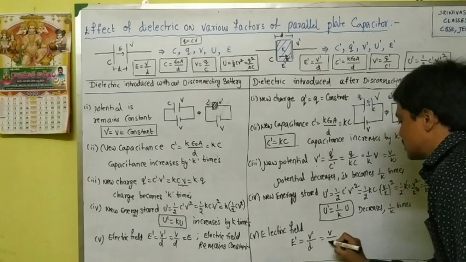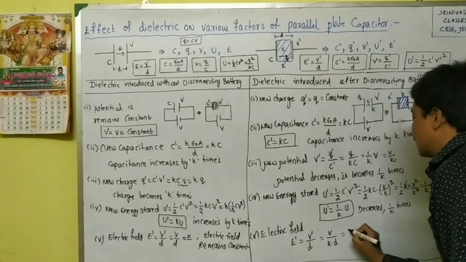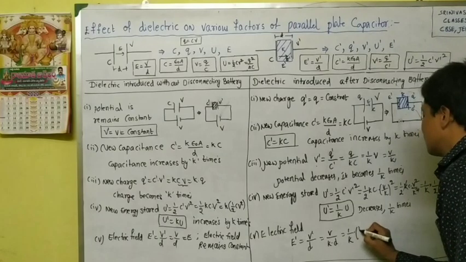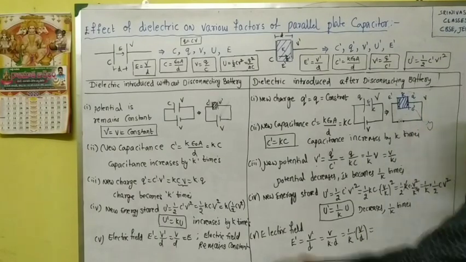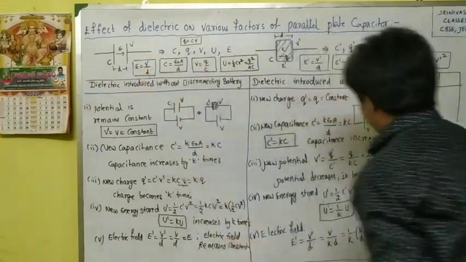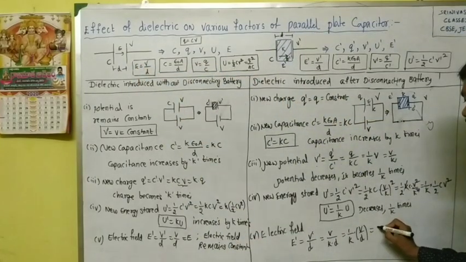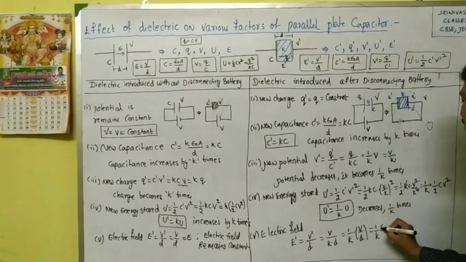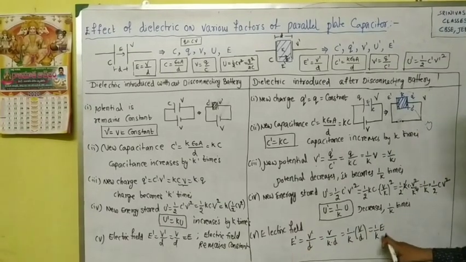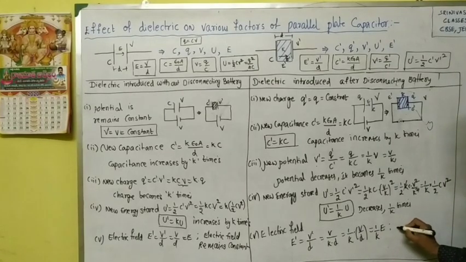So it becomes V by KD, and this we write as 1 by K into V by D. But what is V by D? V by D is the old electric field, old potential by old separation. That means E dash equals 1 by K times E, that is E dash equals E by K. It also decreases. How many times does it become? The electric field decreases to 1 by K times.